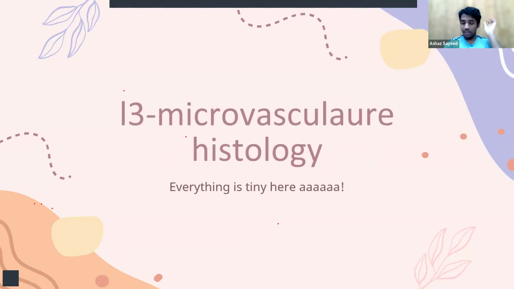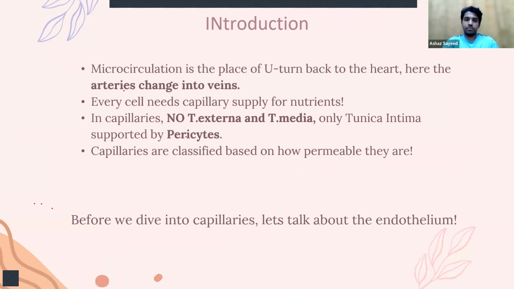Now we are in the last lecture for the cardiovascular system. After this we'll start the pulmonary system. Okay, we have the microvasculature histology, histology for the capillaries. Microcirculation is the place of U-turn back to the heart. So till now, we went from the arteries, take a U-turn, become veins, and go to the heart.